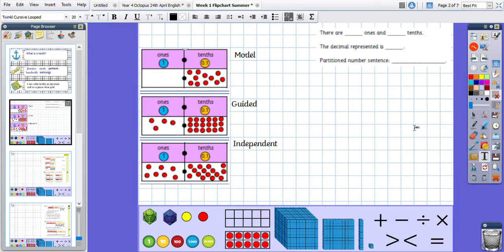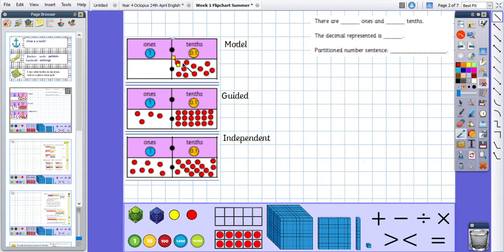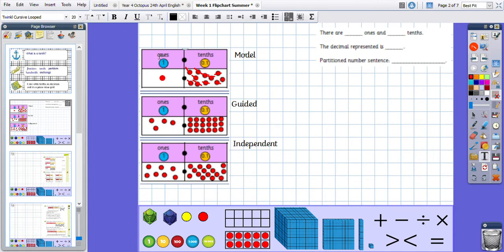So I have 1, 2, 3, 4, 5, 6, 7, 8, 9, 10, 11. Well, I know I can't have 11 counters in any of my columns on a place value grid, so I'm going to exchange 10 of my counters, 10 of my tenths, 8, 9, 10, and I'm going to replace them with one whole because 10 tenths is equivalent to one whole. So my place value grid now shows 1 one and 1 tenth. So my decimal is 1.1.